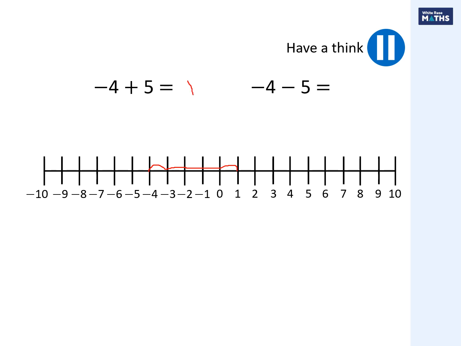-4 minus 5. So I'm going to the left. Remember, if I'm subtracting, I'm going to the left. 1, 2, 3, 4, 5. It becomes -9.